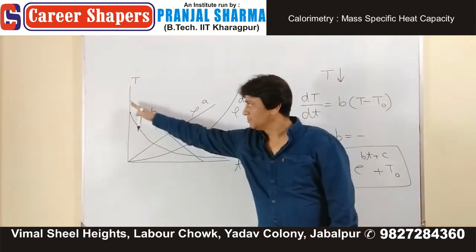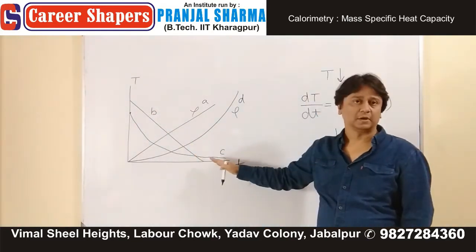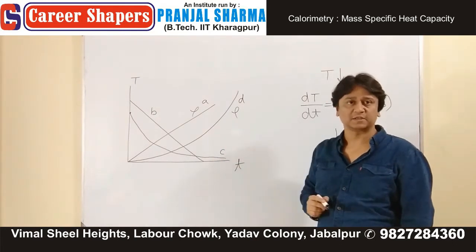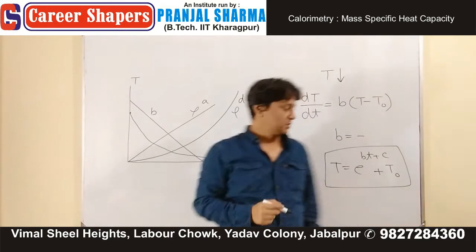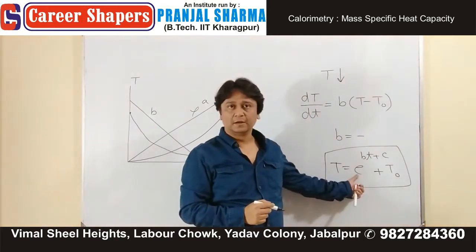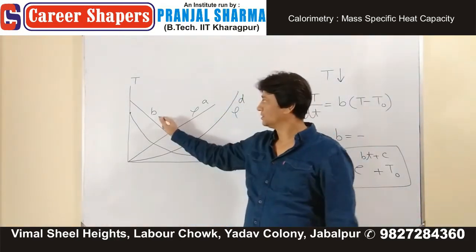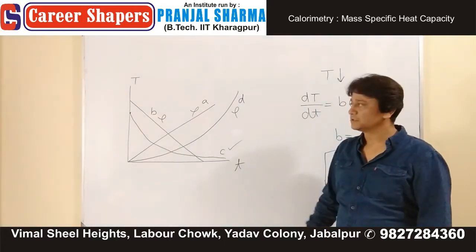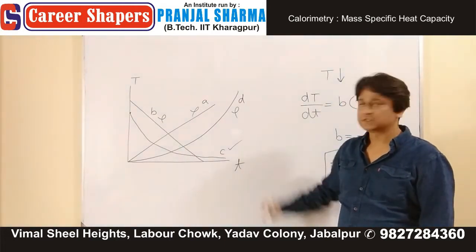This B is a straight line and the equation is what? y equals mx plus c. But this is a graph based on e, and therefore this B is also not correct. Correct answer is what? C.